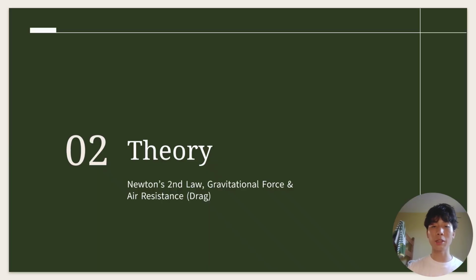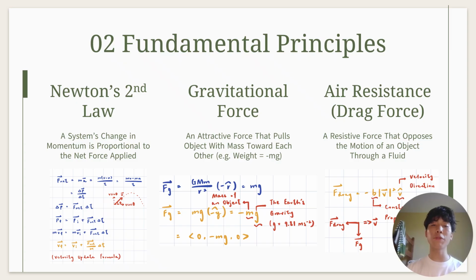The second thing is the basic theory. The basic theory includes Newton's second law, which is also the momentum principle. We can use the momentum principle to derive the velocity update formula in the iteration that we will use later in the code. You can see all the derivation in the bottom part. I have handwritten all the notes. Second is gravitational force, which is just negative mg in the y direction in vector form. And finally is the air resistance, but for convenience in today's model, we'll omit the drag force.